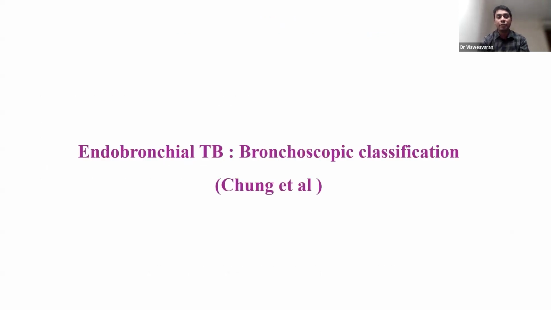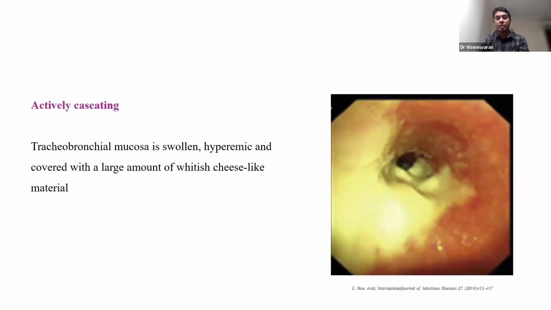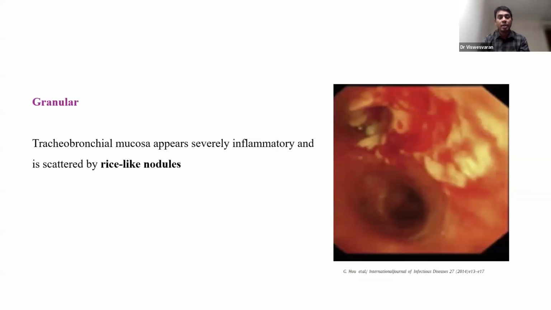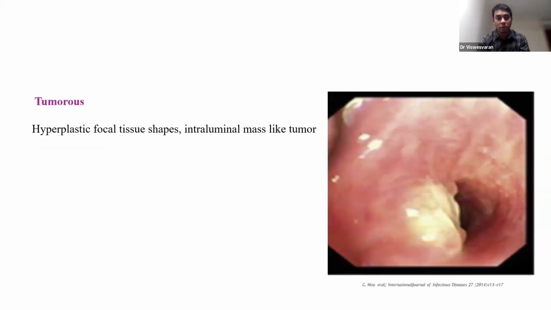Chung et al. have classified endobronchial TB based on bronchoscopic appearance into a non-specific bronchitic picture, where the tracheobronchial mucosa is slightly swollen and hyperemic. The second variety is the edematous hyperemic variety and actively caseating. This is a sign of endobronchial TB. When you see a picture like this, with active caseation, cheese-like material, you know you are dealing with a case of endobronchial TB. Sometimes you can have a granular appearance like rice-like nodules, and sometimes ulcerations in the tracheobronchial mucosa. Tumorous forms of endobronchial TB are also reported.